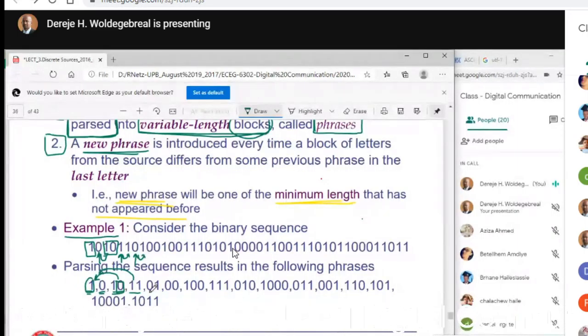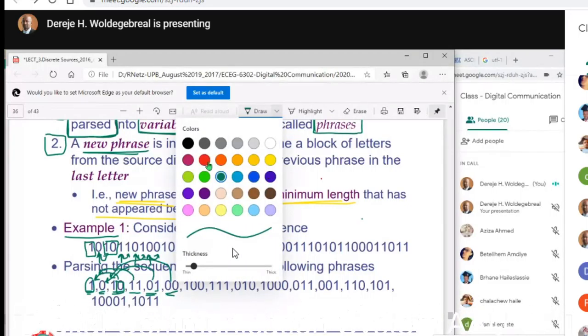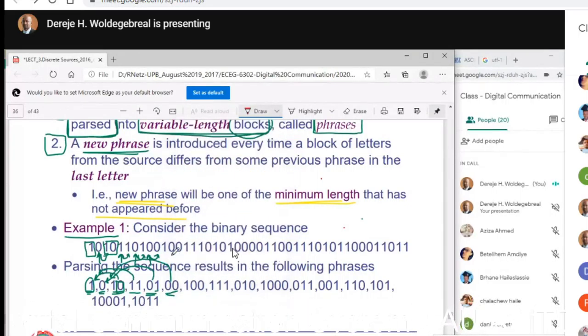We will have 1 0 1 0. This phrase is a phrase that differs from an existing phrase, which is 1 0, in its last bit position only. And then you come here, you have 0, phrase 0 already exists, and then 0 0. 0 0 is again a new phrase that differs from phrase 0 in its last bit position only. So you apply the same principle.